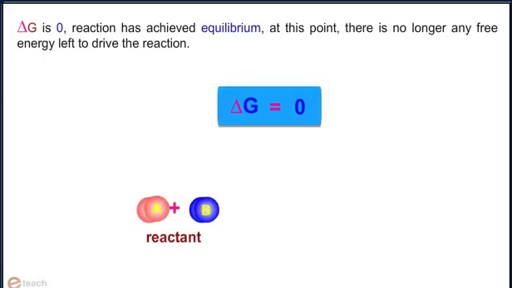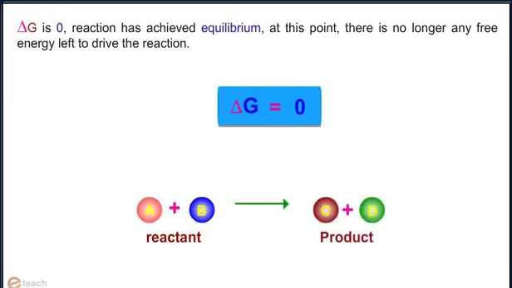If delta G is 0, the reaction has achieved equilibrium. At this point, there is no longer any free energy left to drive the reaction.